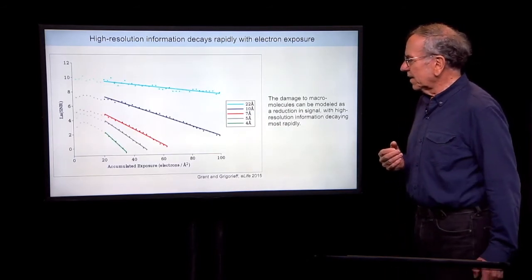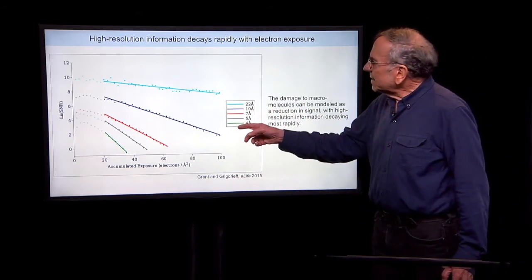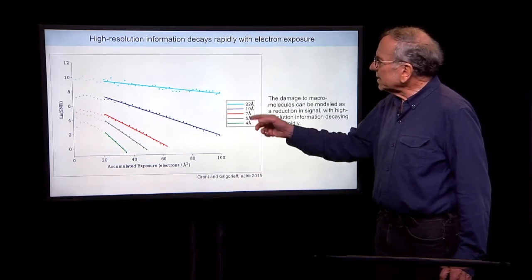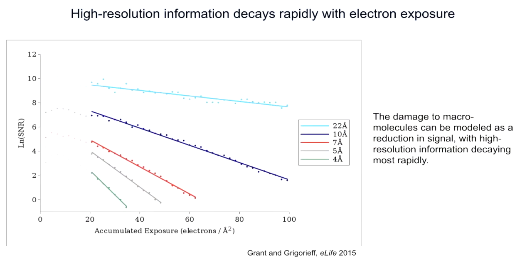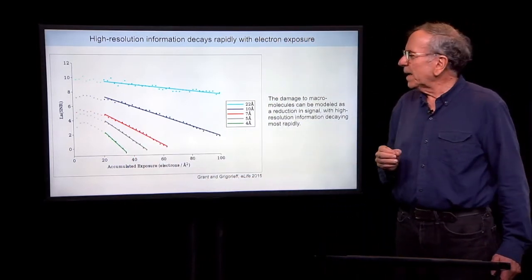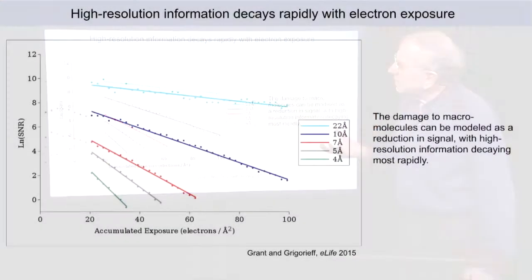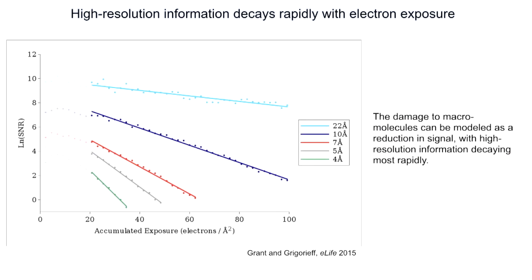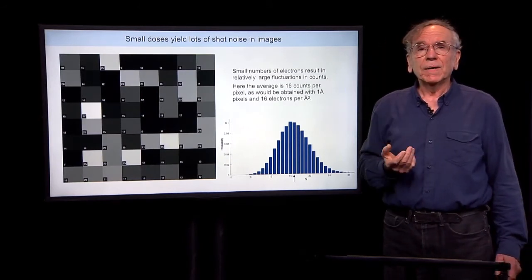Here's a quantification of this by Grant and Grigorieff. Here they are estimating the amount of signal at different resolution ranges remaining in a sample as a function of the accumulated electron dose. And you can see that especially for maintaining high resolution information, so this is a curve of 4 angstrom resolution, you can see that the signal decreases by about an order of magnitude for every 10 electrons per square angstrom of accumulated dose. So that means that we cannot use very many electrons per square angstrom of specimen area.